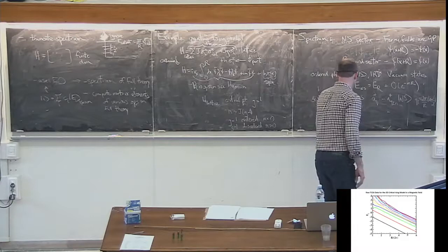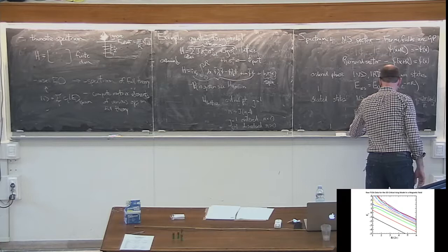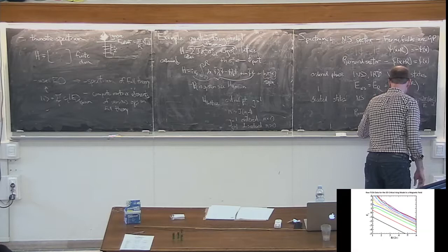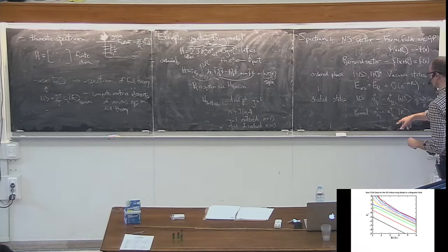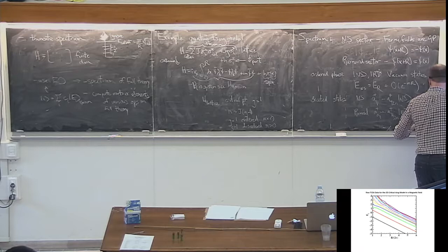In the Ramond sector, again, you have states that are built out of an even number of fermions, but the fermion momenta here are now just integers.